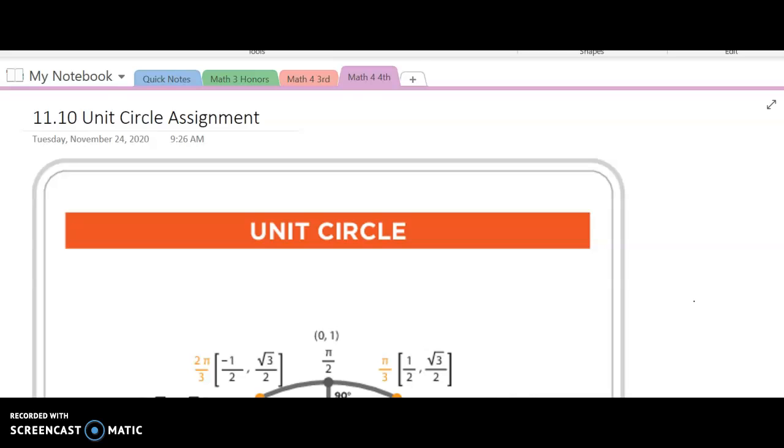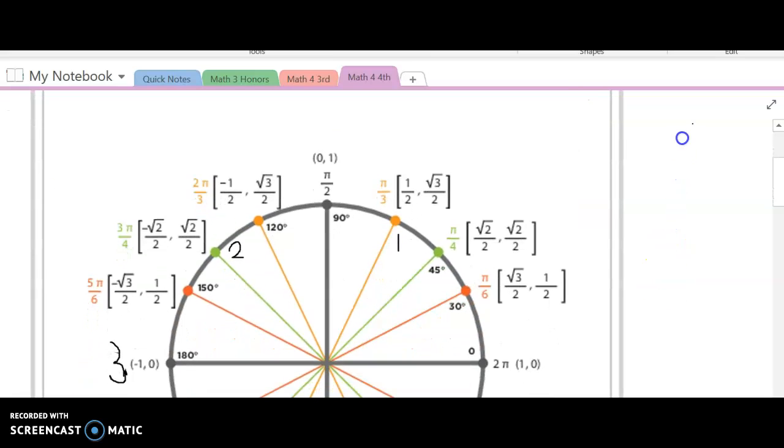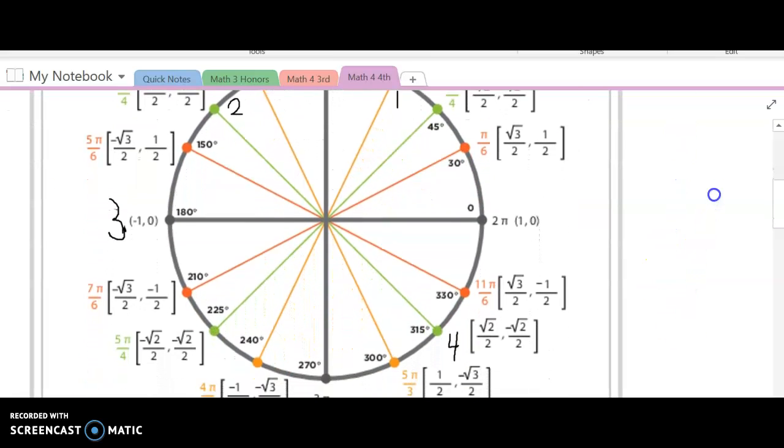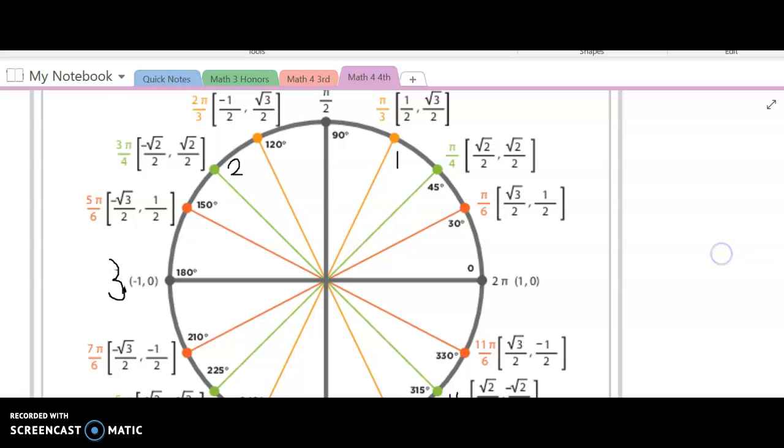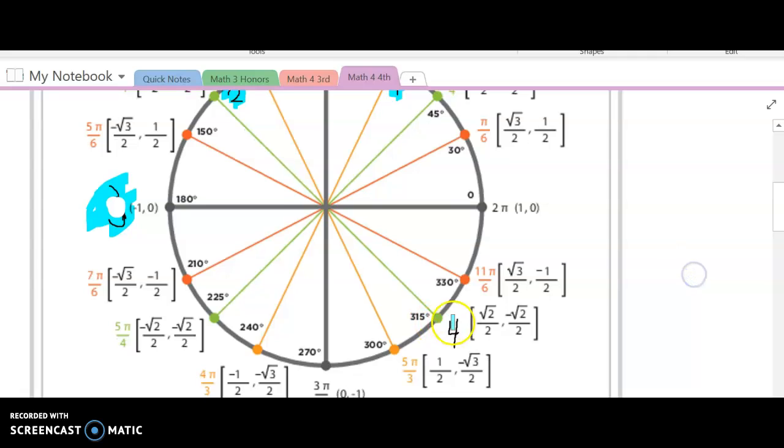Alright, so here's help on the unit circle assignment. For the first part of this assignment, we have a unit circle that was given to us, and we need to fill out the missing information, which we had with 1, 2, 3, and the fourth one here.